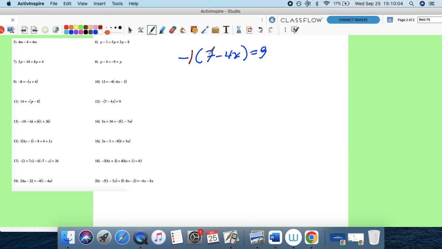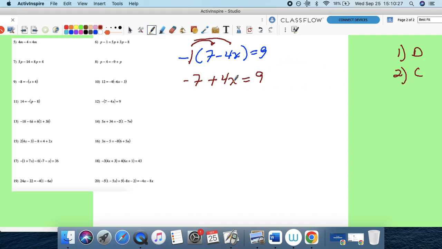It is easier to see. So we have to do distributive property. So remember, the first thing we do is distributive property. Negative 1 times positive 7 is negative 7. And then negative 1 times negative 4 is positive 4x equals 9. Distributive property is done.